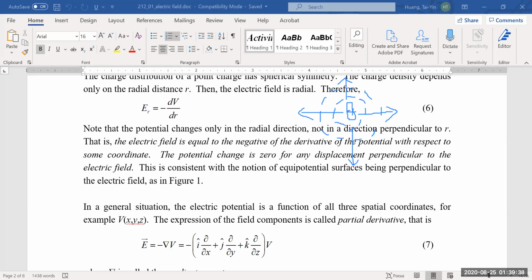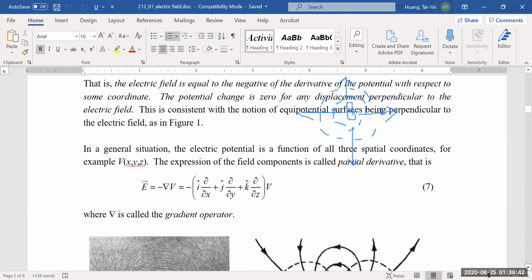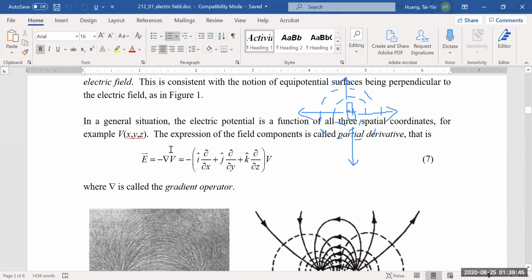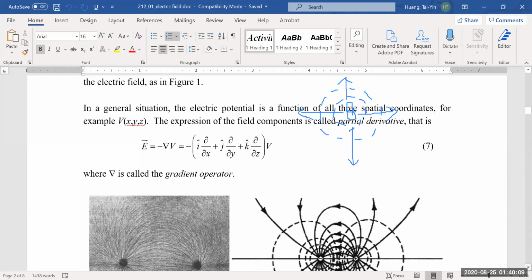With the three-dimensional case, this is basically the way to relate the electric field to the potential, which is minus gradient V. If you're not quite sure about this, that's fine. If you have not yet learned that in calculus, you're going to get very familiar with it. If you're not familiar with it, that's fine.